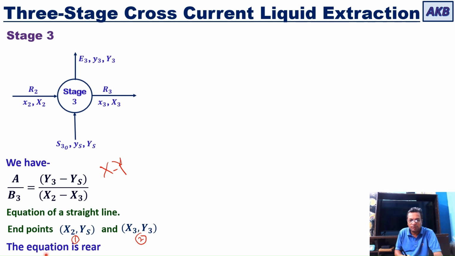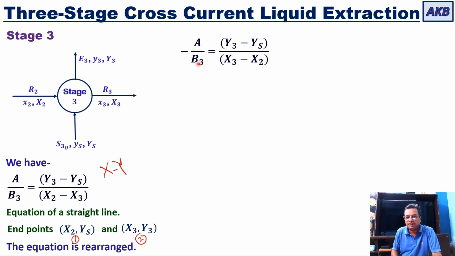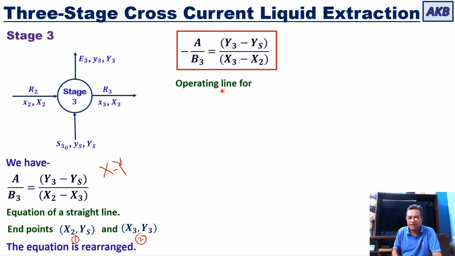So for that we need to rearrange the equation. Therefore the equation is rearranged and you get this equation: minus A upon B3 is equal to capital Y3 minus capital Ys divided by capital X3 minus capital X2. So this is nothing but the operating line for stage 3. It passes through point number 1 with coordinates X2, Ys, and point number 2 with coordinates X3, Y3. And the slope of the operating line for the third stage is minus A upon B3.